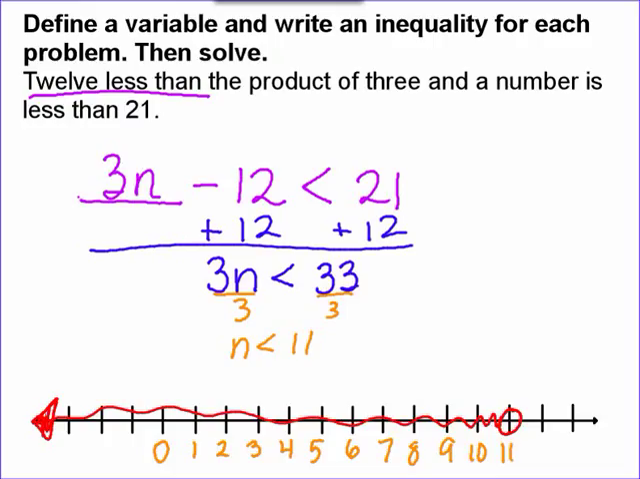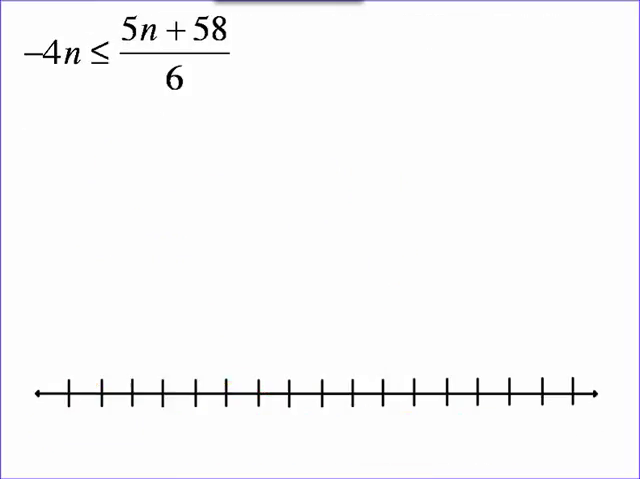Okay, yes sir? How come you didn't flip it right there? Because you didn't divide by a negative number. Okay. The question is, why didn't I flip the sign right here? It's because 3 is not negative. Is that just with division and multiplication? It's just with division and multiplication, yeah. Both of those operations.